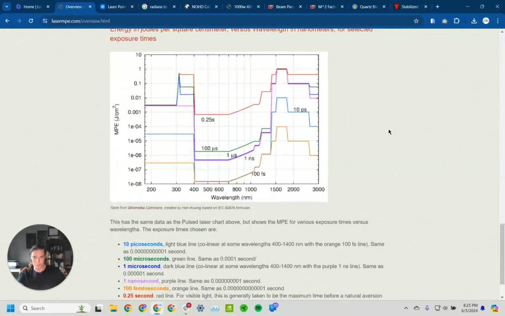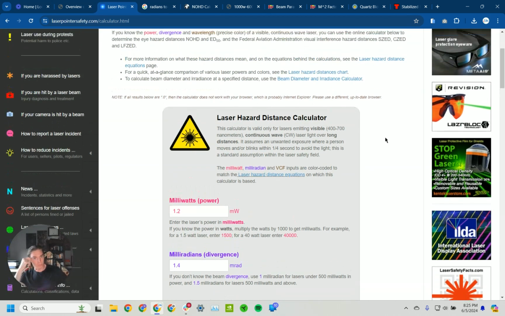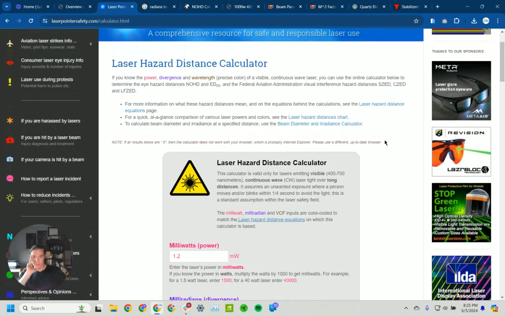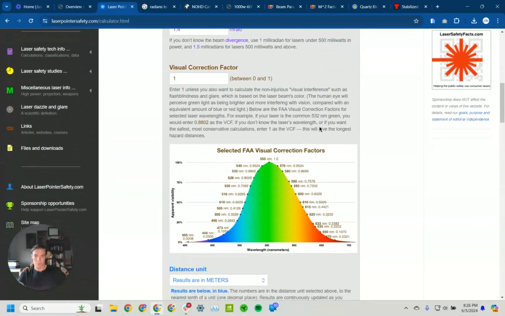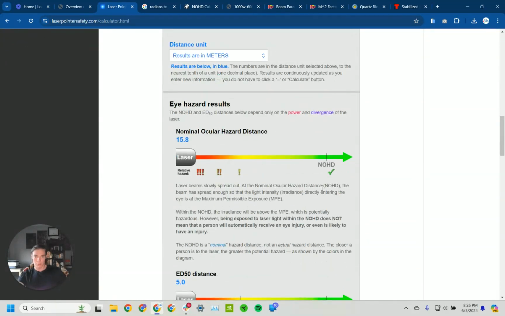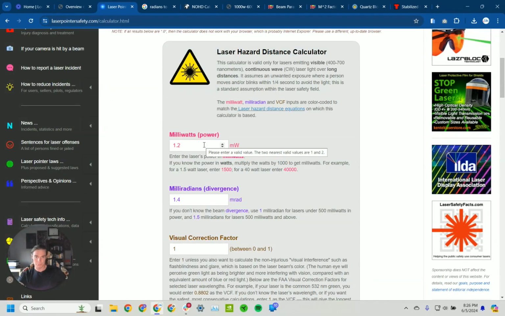So again, great resource for understanding some of the theory behind this, but let's talk about the calculation. So this is a laser hazard distance calculator. So there's three really important things to keep in mind here for calculating your nominal hazard distance. The first is the power of the laser, which is measured in milliwatts. So milliwatts is different than joules. Joules are a measure of energy, and watts are a measure of power. And there's a little bit of nuance in the physics behind that.